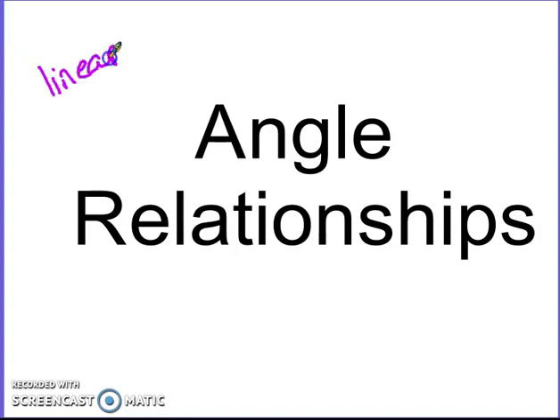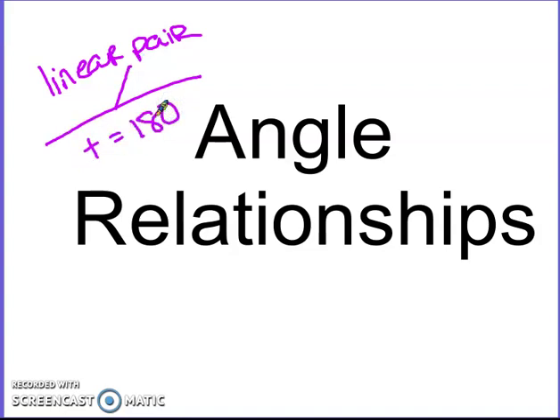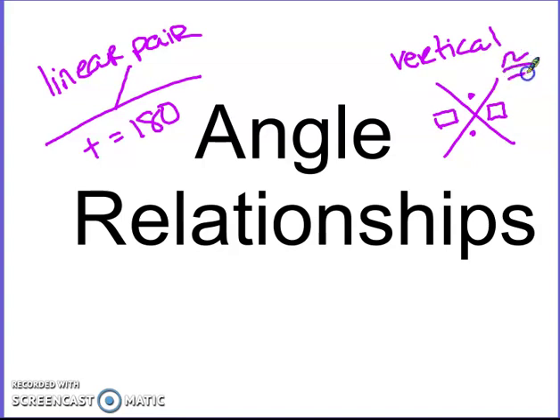First, we have a linear pair, and a linear pair is two angles next to each other along a straight line. We know that these add up to 180. We also have vertical angles, and keep in mind vertical angles mean they're across the vertex from each other. So my circles are congruent and my squares are congruent. And keep in mind, congruent just means that they are equal to each other.